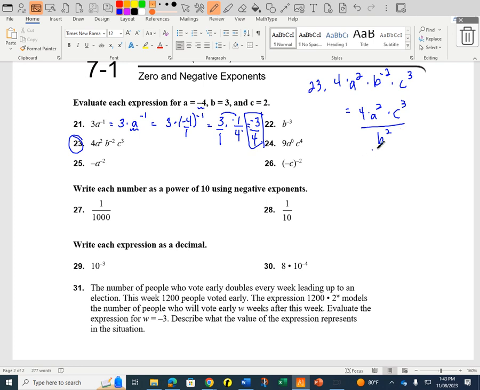So now we're going to plug in a is negative 4. So that's 4 times negative 4 squared times c to the third power. Well, c is 2. So that's 2 to the third power divided by b. Well, b is 3. So that's 3 squared. So we could literally do this on our calculator straight across.